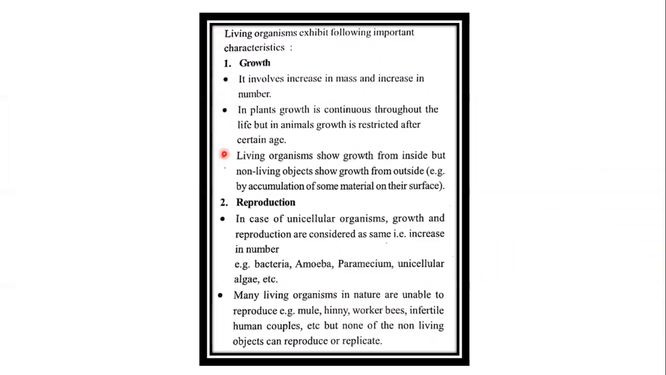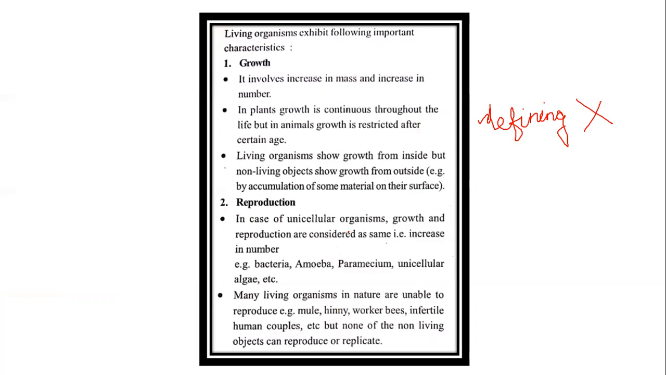So what is meant by that? Growth from outside refers to the accumulation of material on their surface, right? For example, in the case of mountains, due to weathering, the stones get accumulated and that leads to the formation of new mountains. That we can also say is a growth. So what we say from that is that growth cannot be set as a defining property, whereas the next point is reproduction.